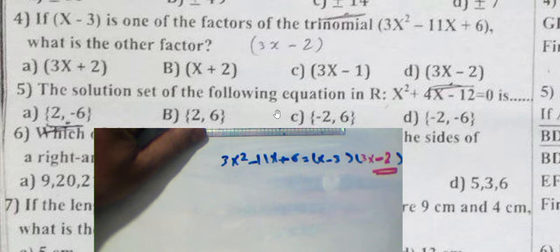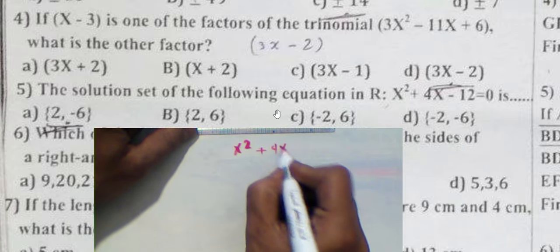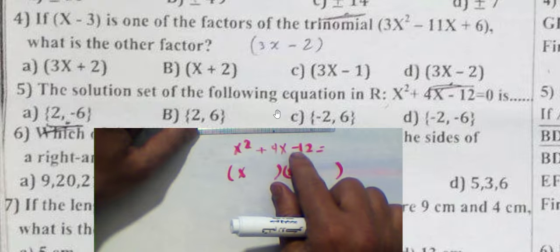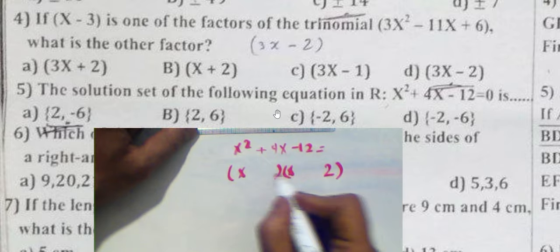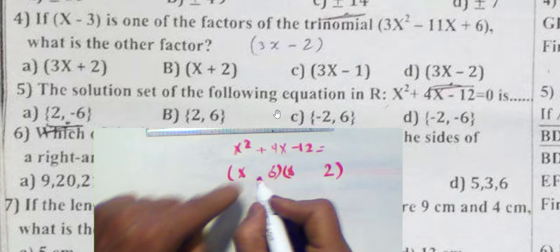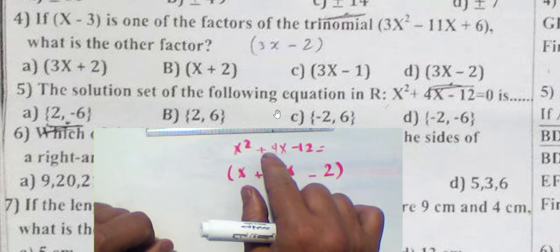Next question number 5. Solution set of the following equation: x power 2 plus 4x minus 12. You want to find the solution of this equation. We can factorize the expression by opening two brackets. x power 2 equals x times x. We want two numbers whose product equals 12 and whose difference equals 4. We can write 2 and 6, 2 times 6 equals 12. For the greater number, the sign will be like the middle, positive, and here negative, because negative times positive is negative, and the summation of 6 and negative 2 will be positive 4.